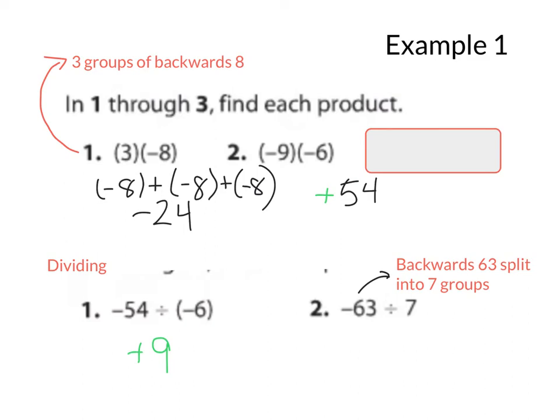For our second problem in division, we have backwards 63 split into 7 groups. If I have backwards 63 and we split it into 7 groups, 63 divided by 7 would be 9. And I see there's only one negative sign, so I'm going to bring that down, and it's going to be negative 9 as my answer. Moving on in 3, 2, 1.